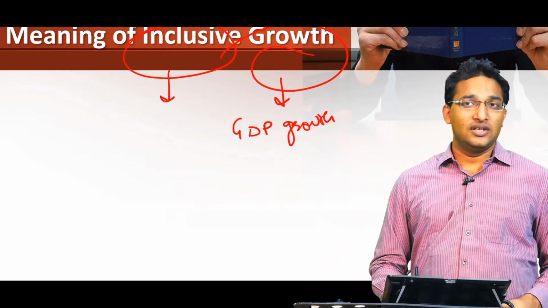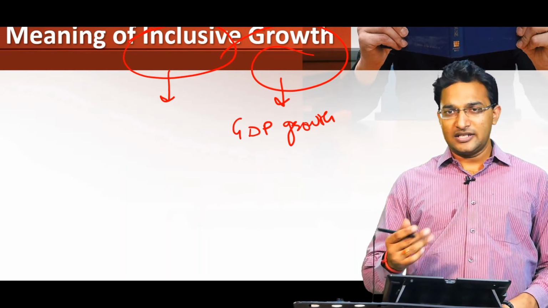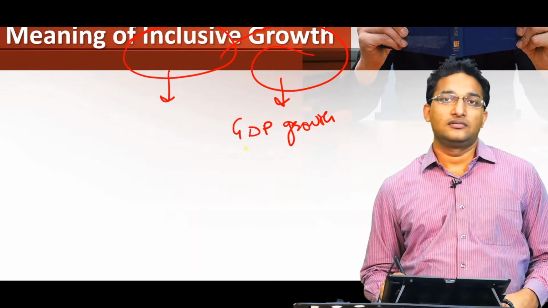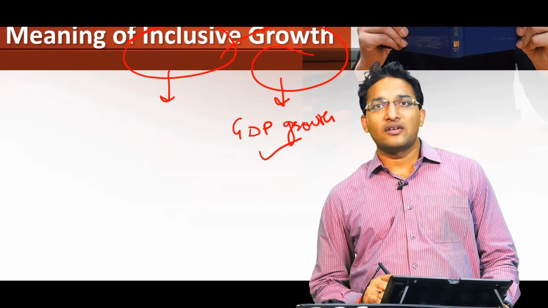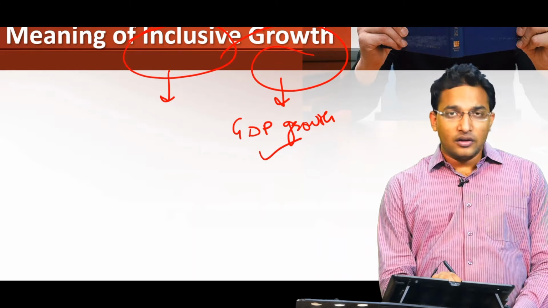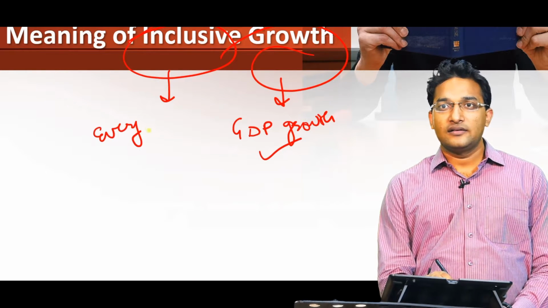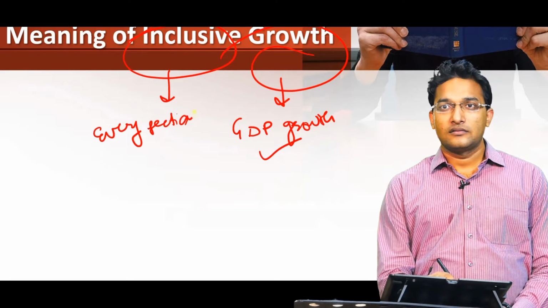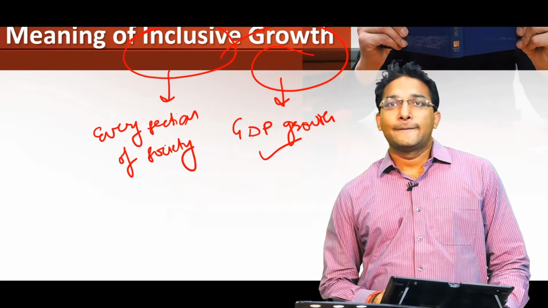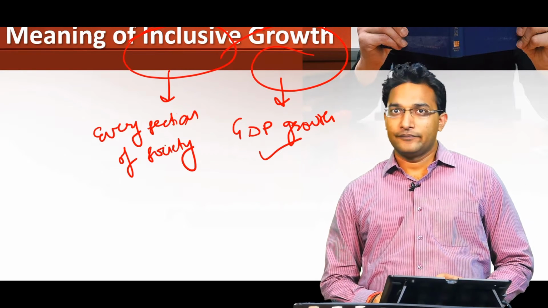The second dimension is inclusive. Inclusive basically means that this growth which we have achieved in the form of more goods and services being produced in the country should be reaching every section of the society, right? So the point is that everyone should benefit from this growth.